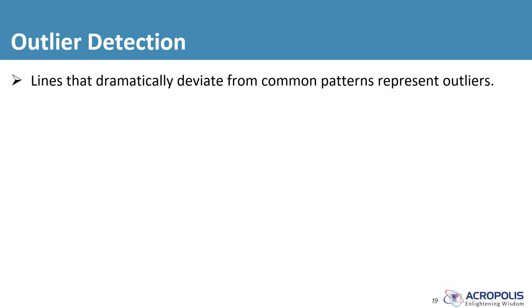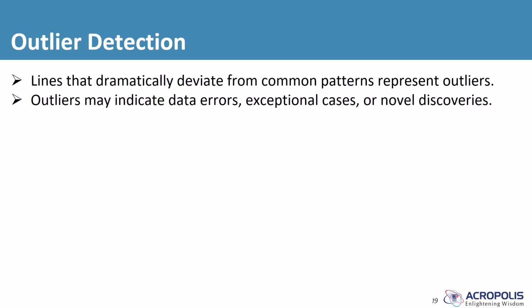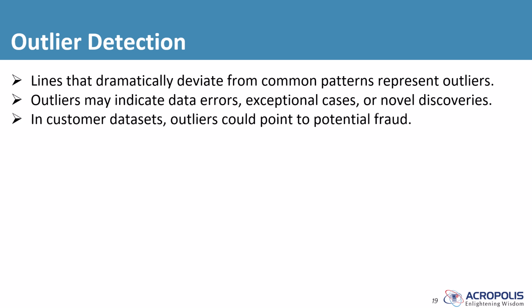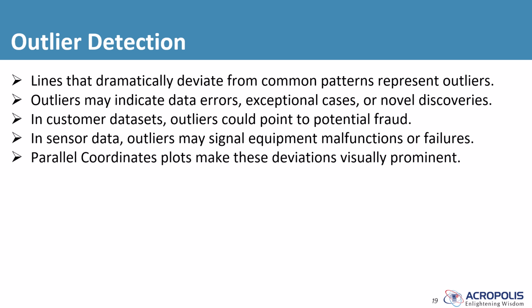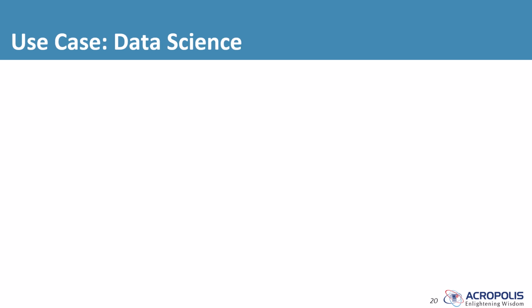Lines that dramatically deviate from common patterns represent outliers. Outliers may indicate data errors, exceptional cases, or novel discoveries. In customer datasets, outliers could point to potential fraud. In sensor data, outliers may signal equipment malfunction or failure. Parallel coordinates plots make these deviations visually prominent.